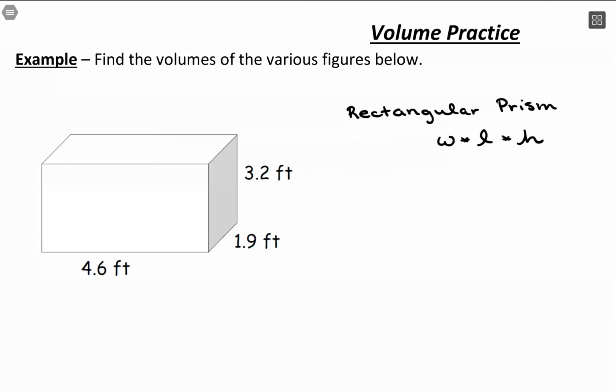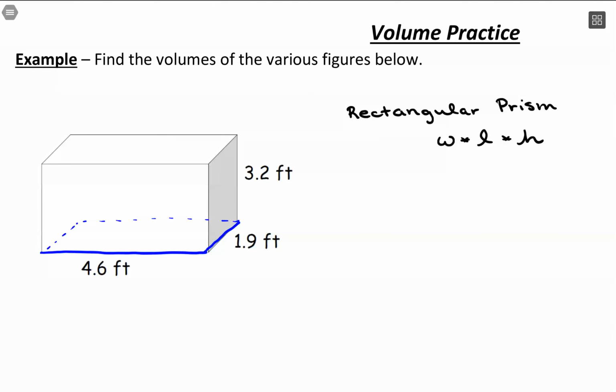And with multiplication like that, order doesn't matter. So maybe you see length times width times height. Maybe you see height first. It can go in any order and all does the same thing. So width times length, what we're visualizing here is our rectangle that's making up the base of the three-dimensional object here. So we have this 4.6 by 1.9.